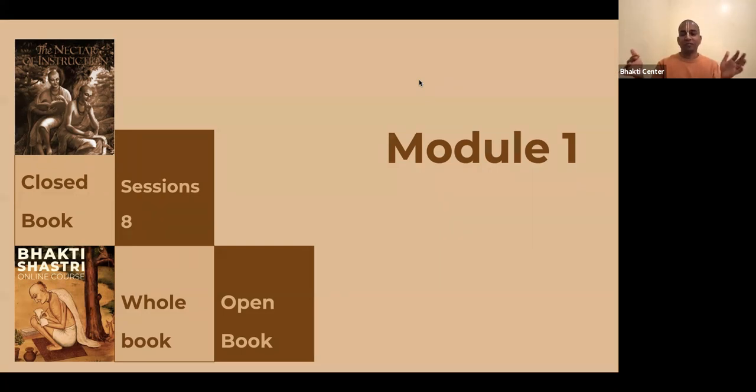So you can block your calendars and be prepared mentally to stay for at least 2 hours, and then there are going to be questions and all those things, depending on the enthusiasm of the participants. So anywhere from 2 to 3 hours, the session will go on. But we are going to have only 8 sessions for Nectar of Instruction. It has 11 verses. We will split it and cover all 11 verses within the 8 sessions.